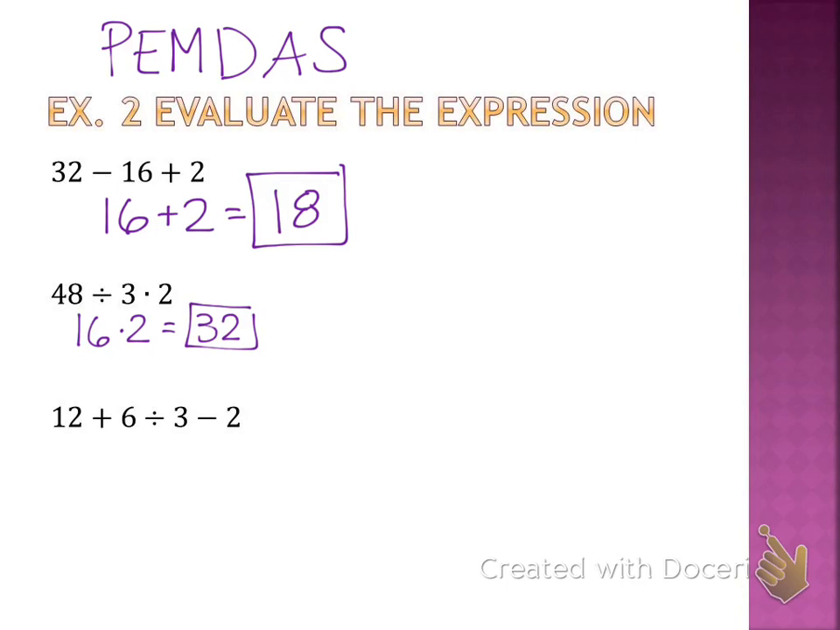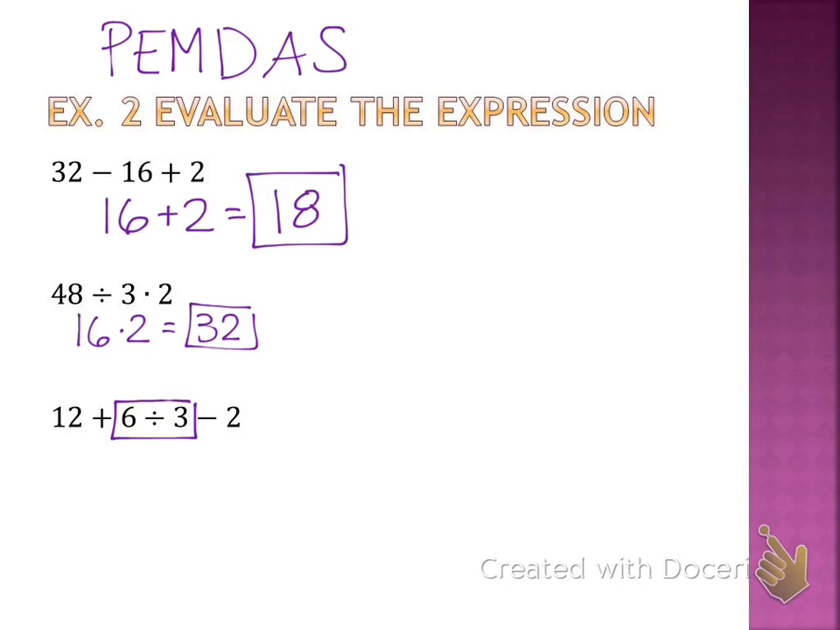Again, if you would have done 3 times 2 first is 6, and then did 48 divided by 6, you would get an incorrect answer. Okay? Parentheses, nope. Exponents, nope. Multiplication, division, yes. It's right here in the middle. I have to do that first.